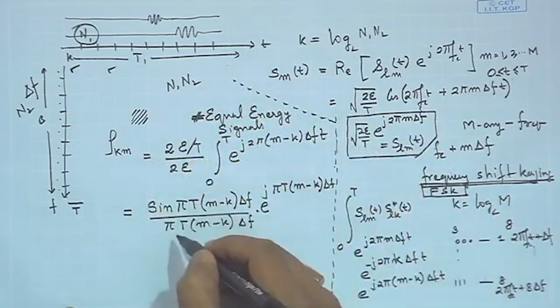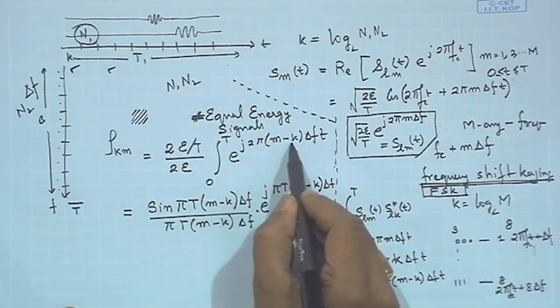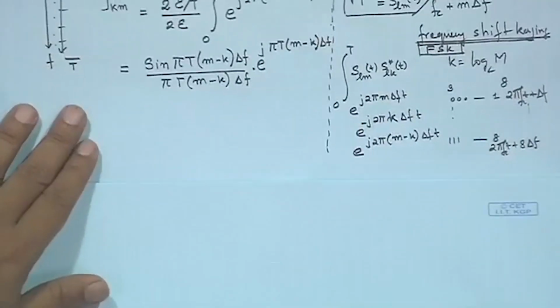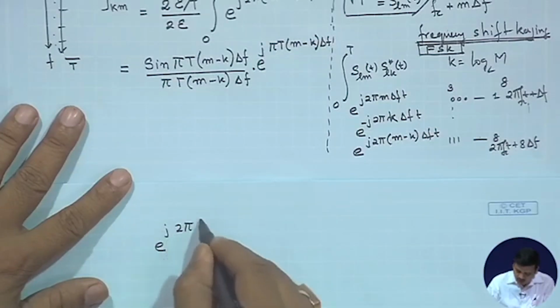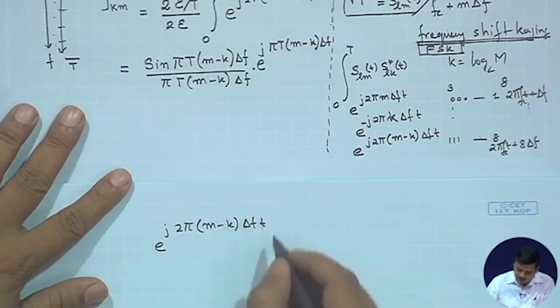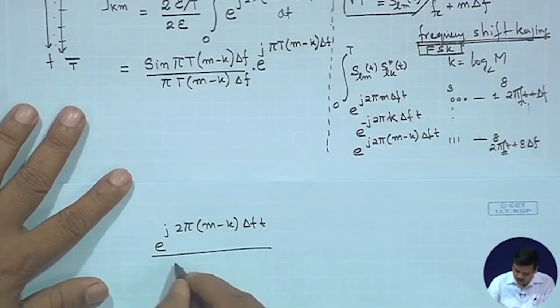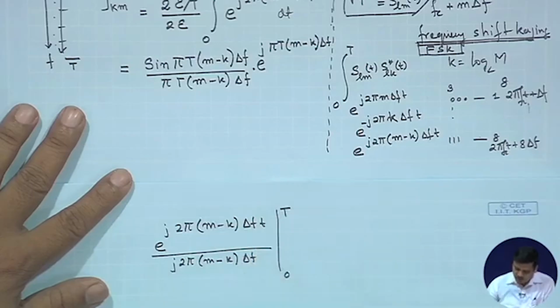So, from this step to this step, if you work it out, you are going to get e to the power of j 2 pi (m minus k). In brief, you can just write it, and of course, you should be able to do it yourself: e to the power of j 2 pi (m minus k) delta f t, and of course there is a dt, upon j 2 pi (m minus k) delta f, integrated from 0 to T.